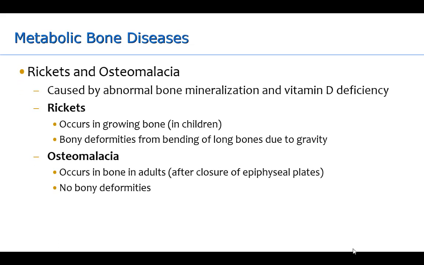Now moving on to metabolic bone diseases. They are classified into actually 3 diseases. The first 2 are written here: rickets and osteomalacia. Now these 2 diseases are due to abnormal bone mineralization, and the main cause usually is vitamin D deficiency.